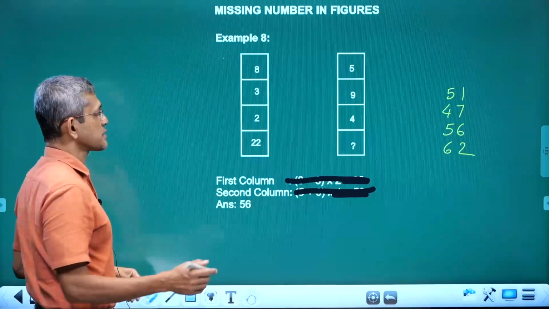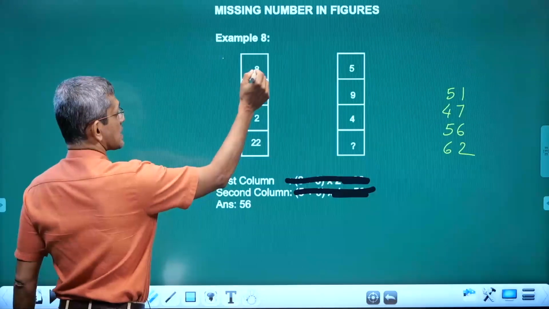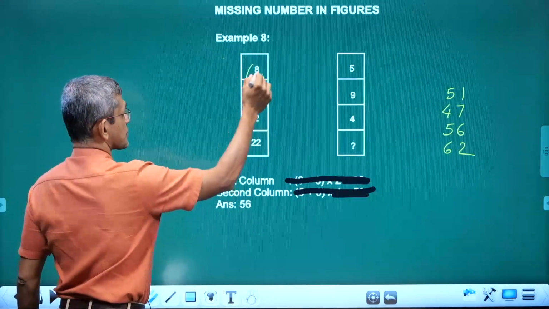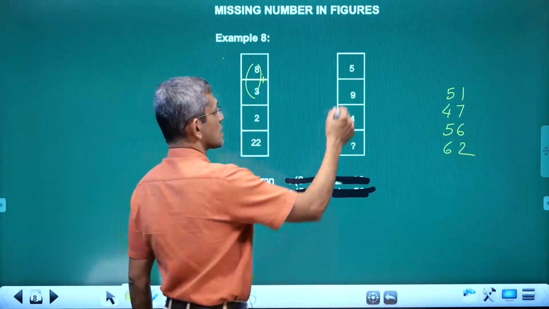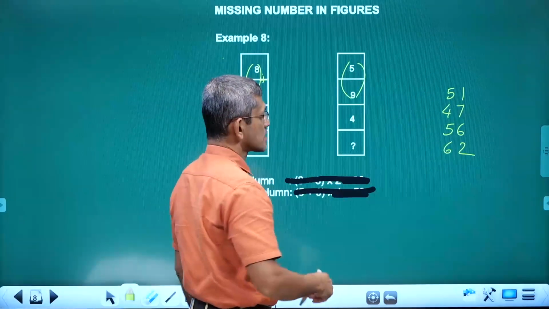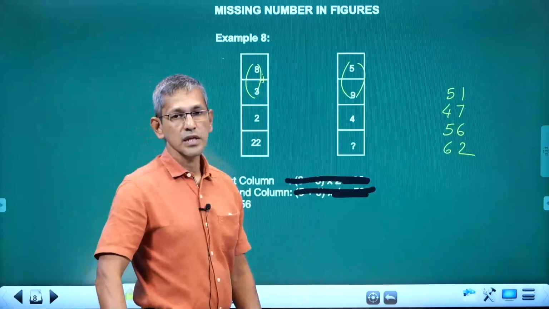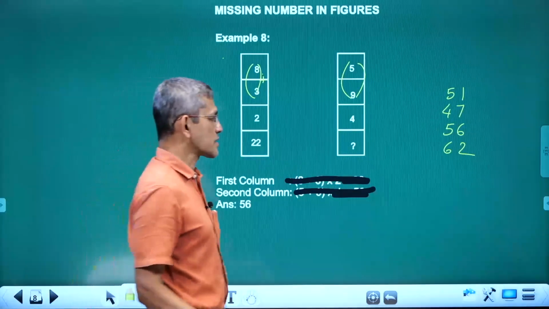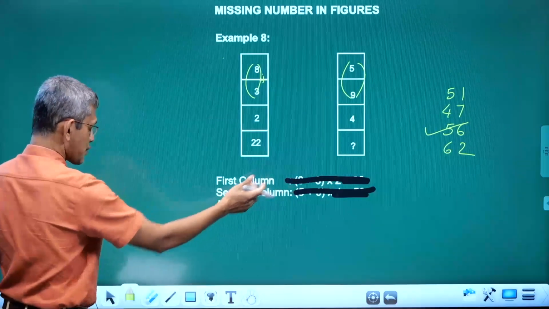So what kind of pattern can we look for? Something else, right? So what else do we have? 8 plus 3 is 11. That 11 into 2 is 22. In this case, 5 plus 9, 14, right? So that 14 into 4. 14 into 4 is what? 14 into 4, 56. So that is the answer, and that is exactly what is given over here.